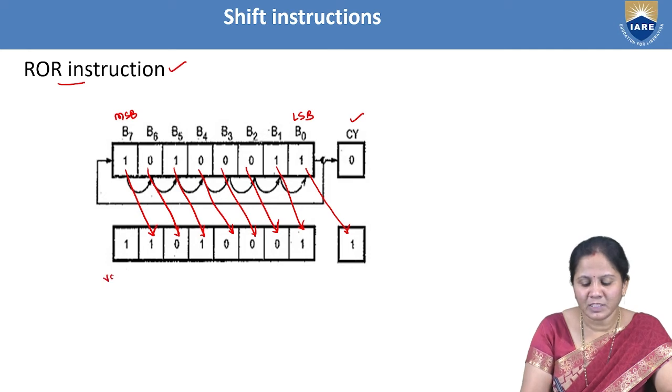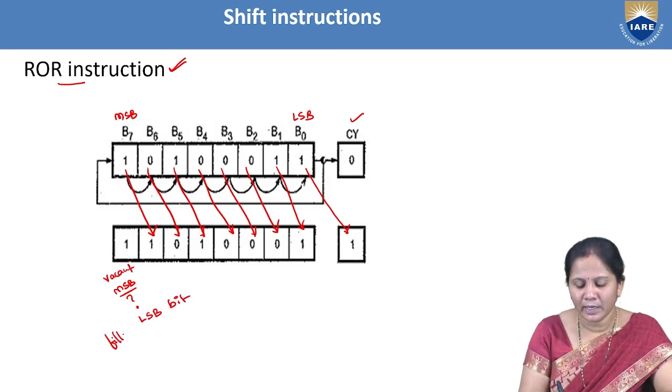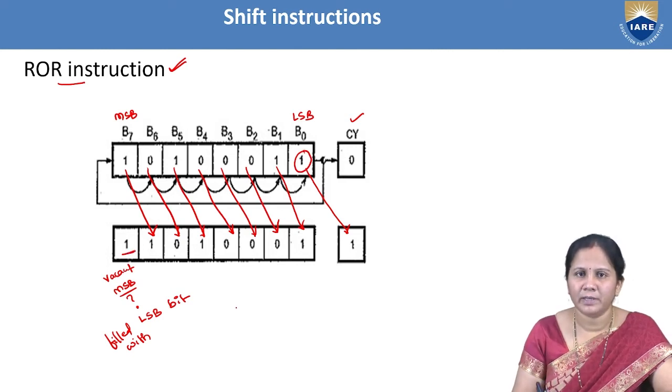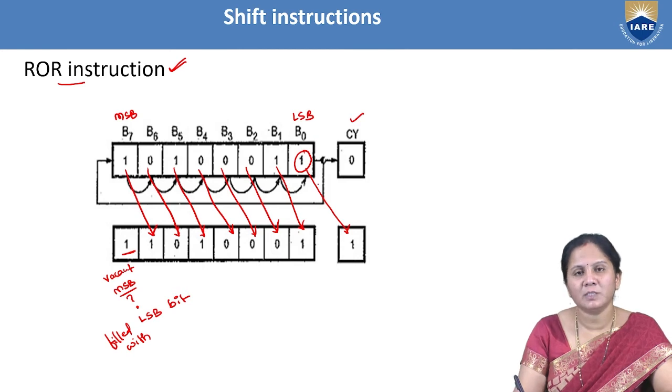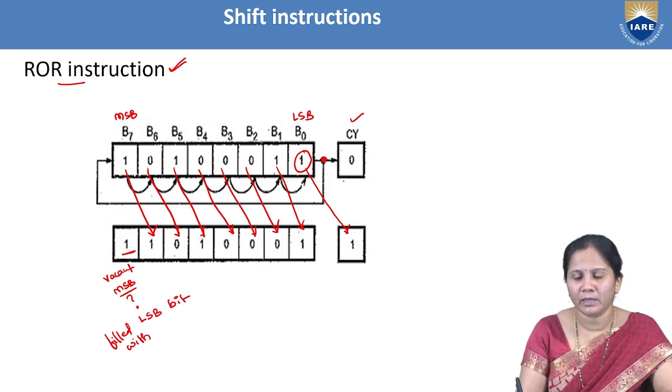What happens is the MSB bit will become vacant. This MSB bit should be filled with what, when this ROR instruction is executed? This MSB bit should be filled with the LSB bit. In this case, the LSB bit is 1, so 1 is specified here. In some other case, if this LSB bit is 0, then in this MSB bit we have to replace with 0. Here, this is the bit you are taking to rotate, excluding carry. You are not taking the carry bit.